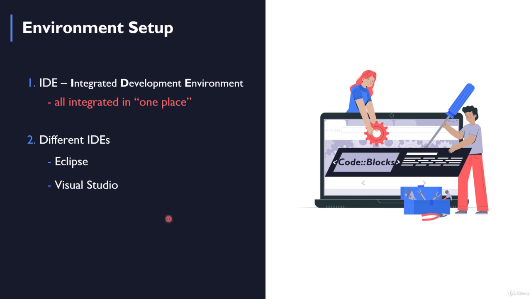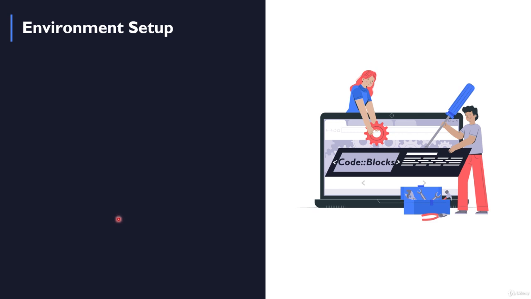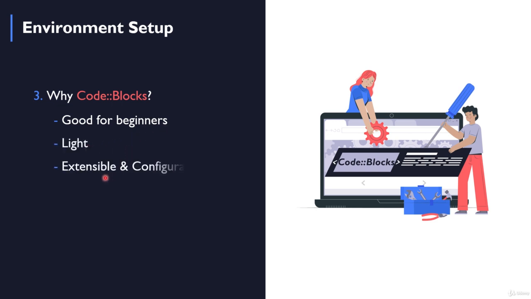So our choice for this course is that we are going to use an IDE called Code Blocks. From now on in this course, all of our future programs are going to be developed using Code Blocks. The reason why we're using Code Blocks is because it's good for beginners, it's light, meaning it's probably going to run smoothly for most of you, it's very extensible and configurable, and also it's cross-platform, which means there should be no problem for you to download and install it without any concern if you're using Windows, Linux, or Mac OS. Oh, and one thing I forgot to mention is that Code Blocks is free.